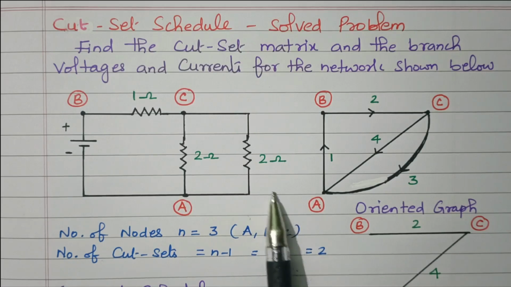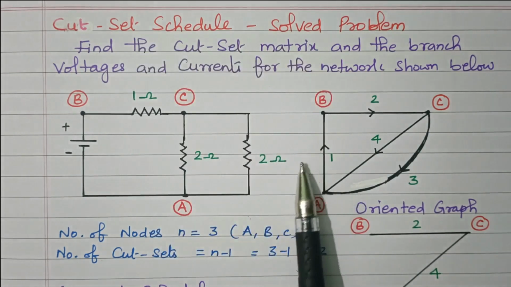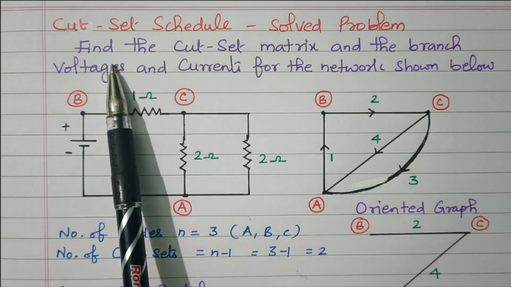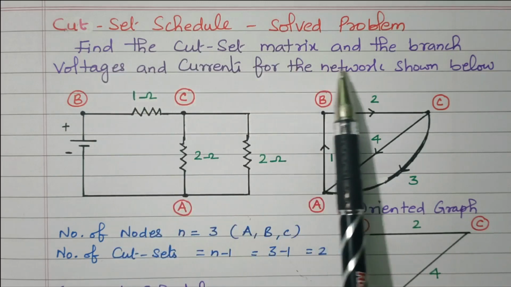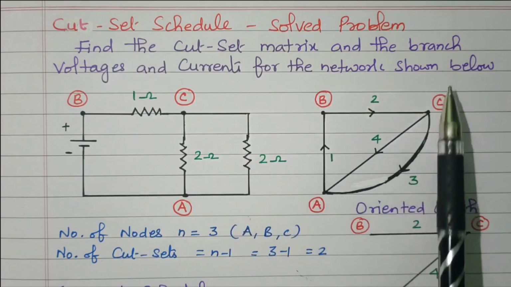Now we'll go to the topic. Cut set schedule solved problem coming under network topology. Now we'll see the problem statement. Find the cut set matrix and the branch voltages and currents for the network shown below.